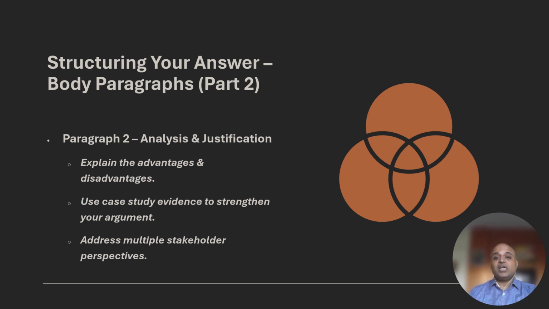Tip: think like a CEO. Good business leaders don't just think about profits, they consider the impact on all key stakeholders. Next up, we'll talk about the secret to scoring full marks in evaluation. That's where the final 6 marks are hidden. Keep watching.